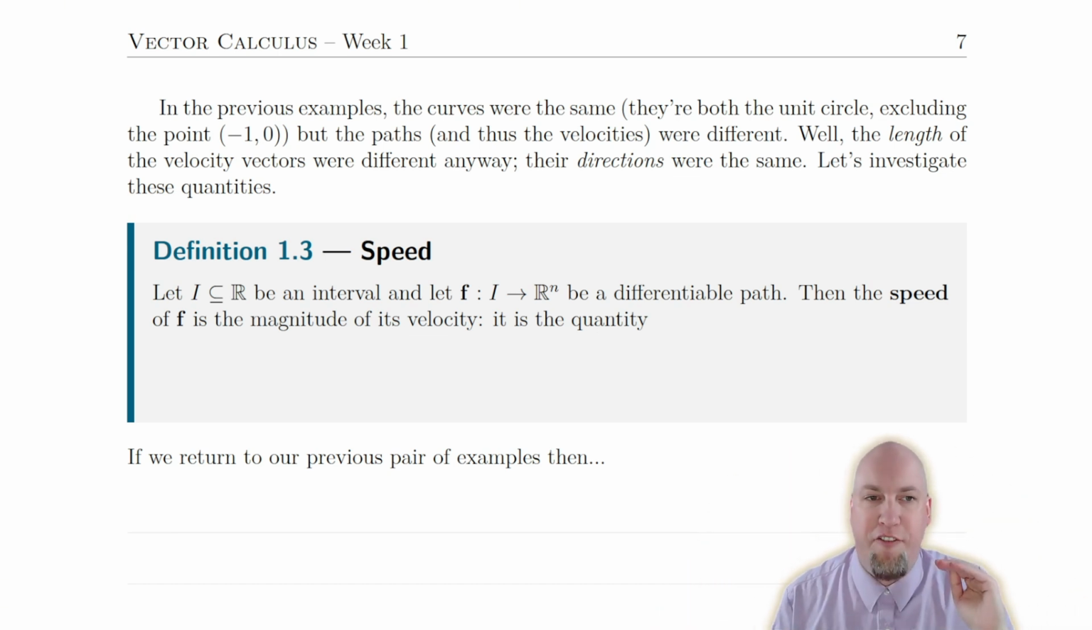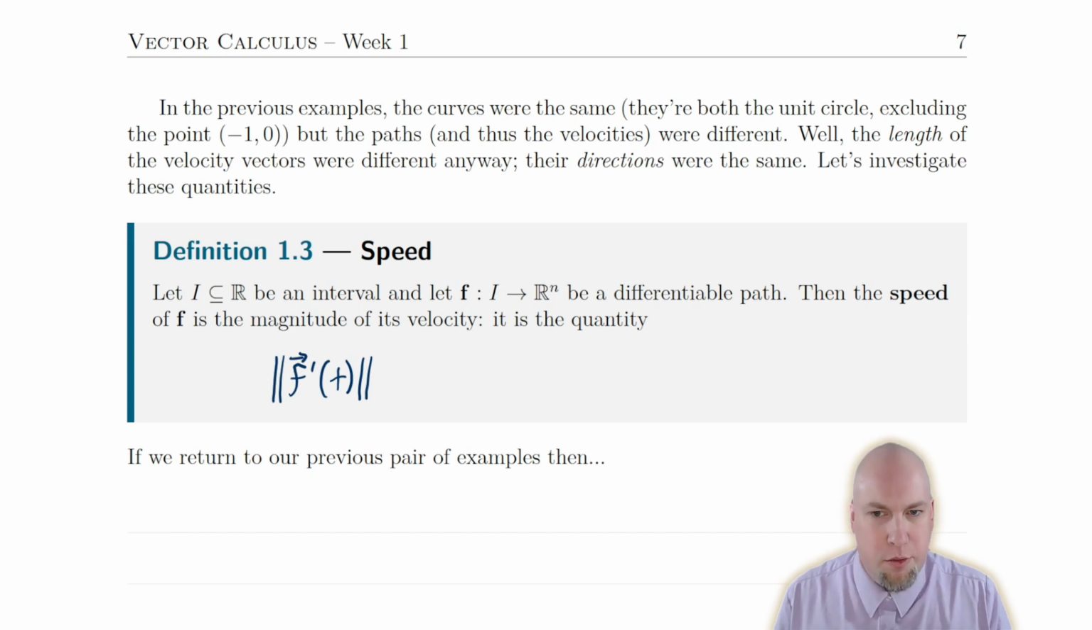And actually, we're just going to define that for now, okay? We're going to justify this definition a little bit better about 2 lectures from now. But for now, we're just going to say that the speed of a path is exactly this quantity. It's the length of the velocity vector, okay?